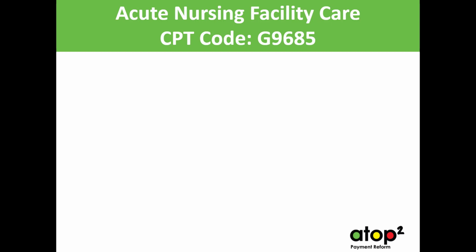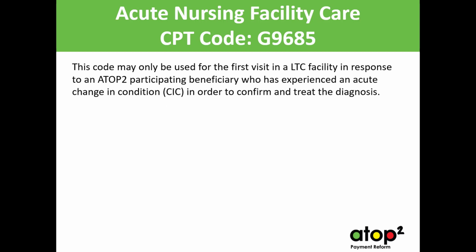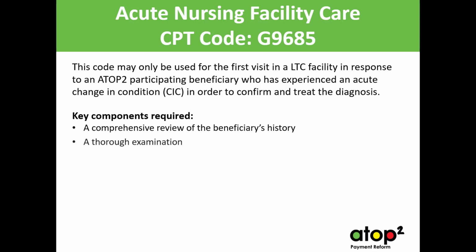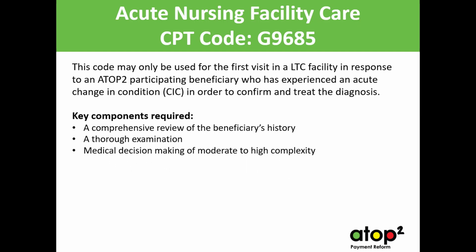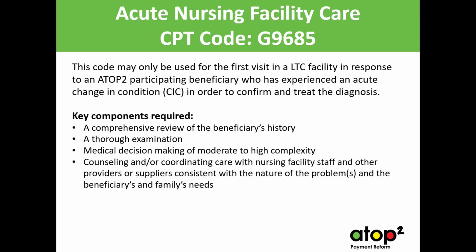The new Acute Nursing Facility Care CPT code is G9685. This code may be used only for the first visit in a nursing facility in response to an ATOP2 participating beneficiary who has experienced an acute change in condition to confirm and treat the diagnosis. Key components required: a comprehensive review of the beneficiary's history, a thorough in-person examination, medical decision-making of moderate to high complexity, counseling and/or coordinating care with nursing facility staff and other providers consistent with the nature of the problem and the beneficiary's and family's needs. The maximum reimbursement is one time for an acute change in condition for a single beneficiary.